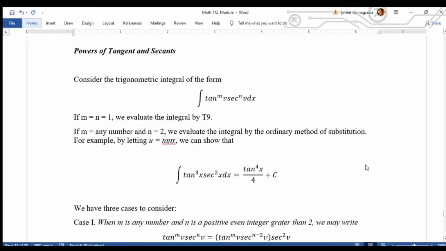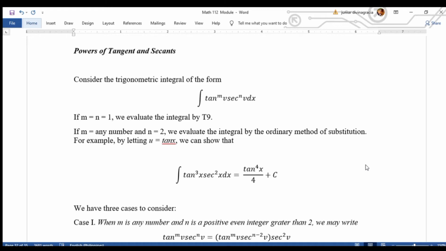Okay, good morning. Our topic for today is all about powers of tangent and secant. So we have to consider the integral form of tangent and secant, which is the integral of tangent to the power of m times v secant to the power of n times v dx. We also have to observe that the value of m and n is equal to 1, so that we can evaluate the integral form of tangent and secant based on theory number 9 or formula number 9, which was previously discussed during the midterm period.